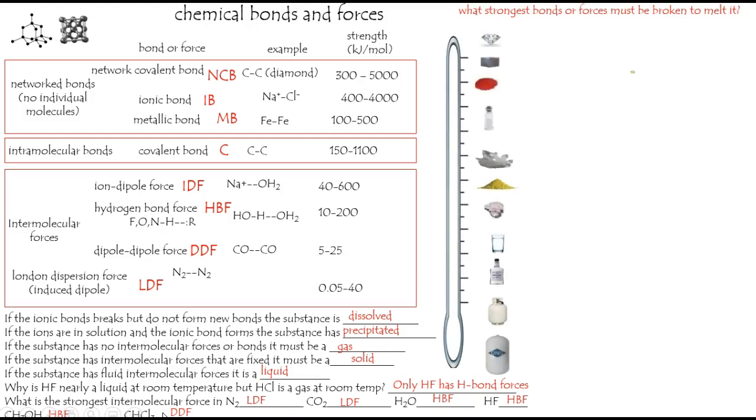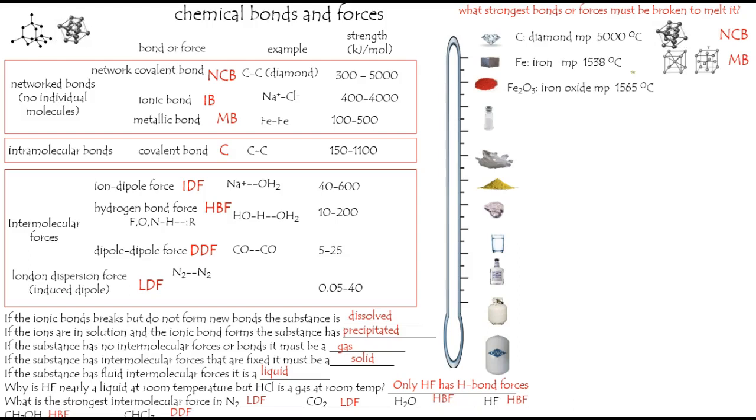Okay. Here's a bunch of substances that are arranged by melting point. See if you can identify the strongest intermolecular force or bond that is present. Let's begin with a diamond. Melting point can be as much as 5,000 degrees Celsius. Here we have a networked covalent bond between them. Incredibly strong. Iron, the strongest bond must be metallic.